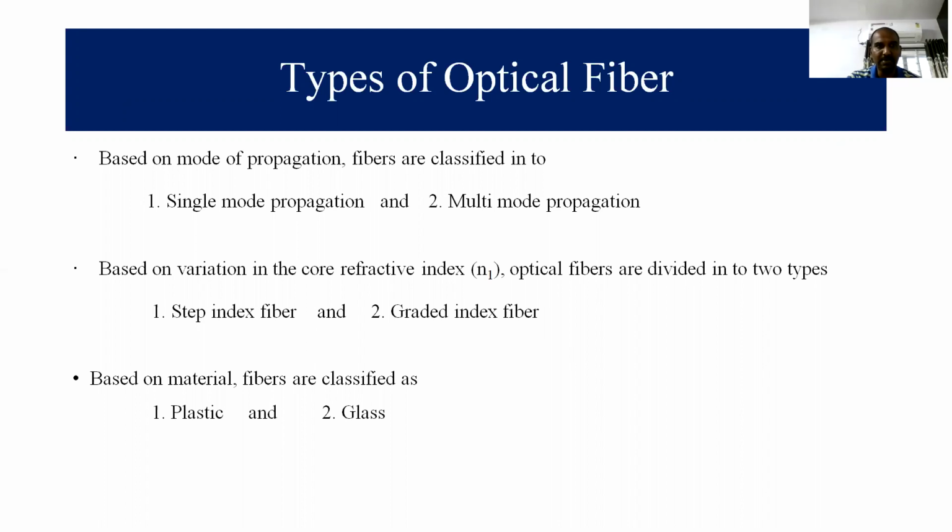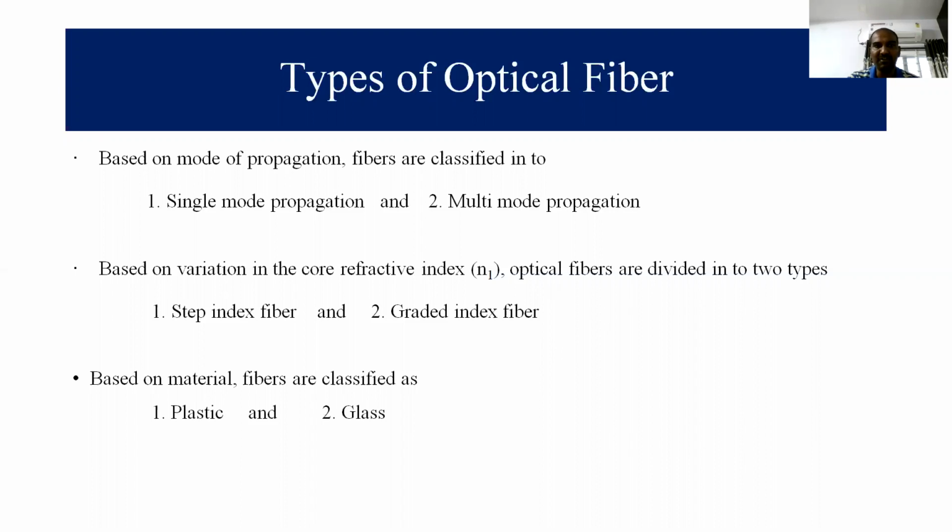First criteria, based on mode of propagation, optical fibers are divided into two categories: single mode propagation and multi-mode propagation, or they may be called single mode fiber or multi-mode fiber. Second way of classification is based on variation in the refractive index of core region, which is represented with N1. Optical fibers are divided into two categories. First one is step index fiber, second one is graded index fiber.